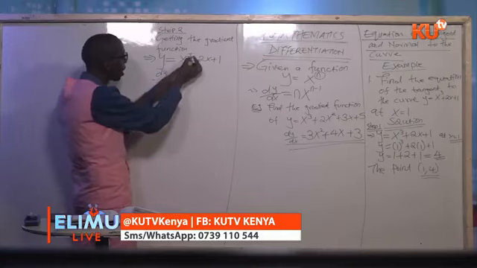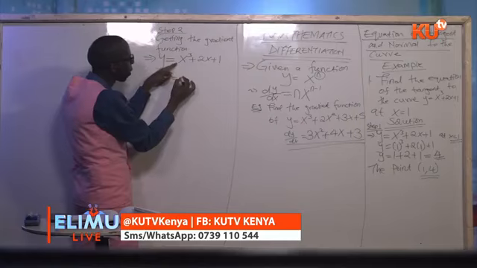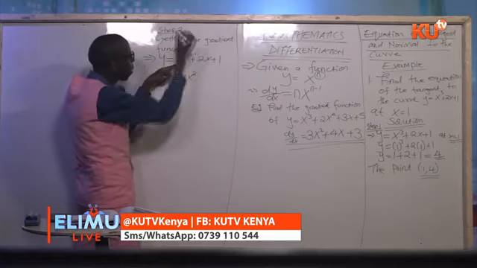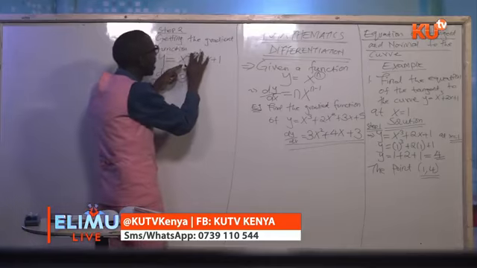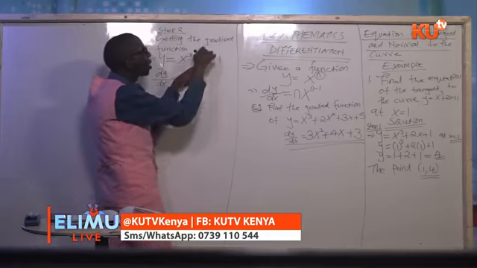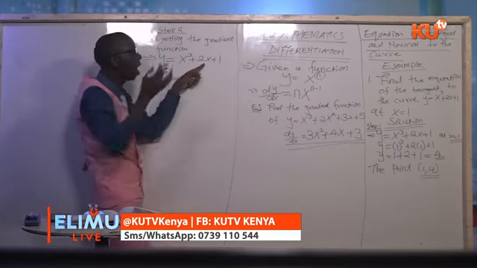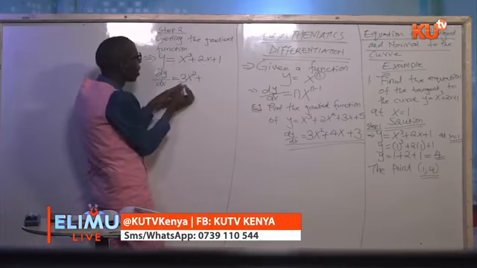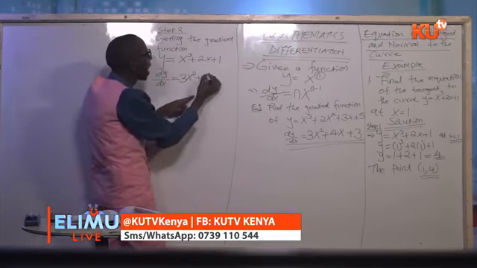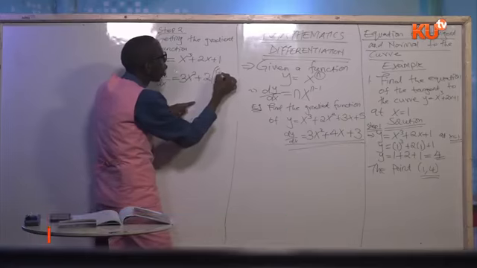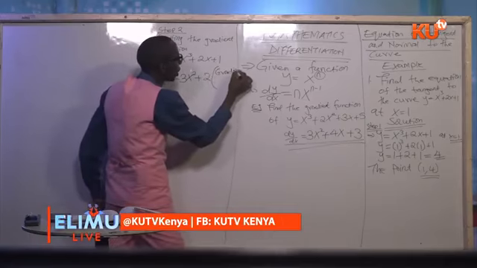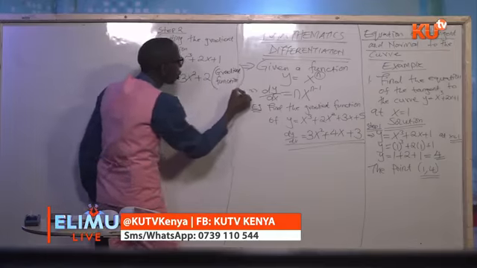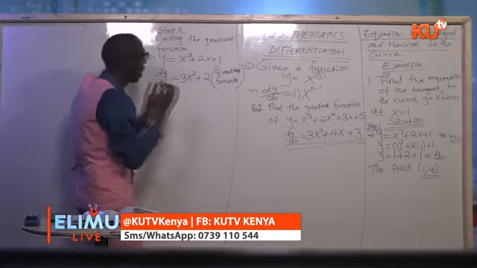This 3 will come here, 3x, subtract 1 from 3 to get power 2, plus 2x. X has no power, so the x ceases to exist. So we'll have 3x squared plus 2. This is what we call the gradient function. Differentiate to get the gradient function.